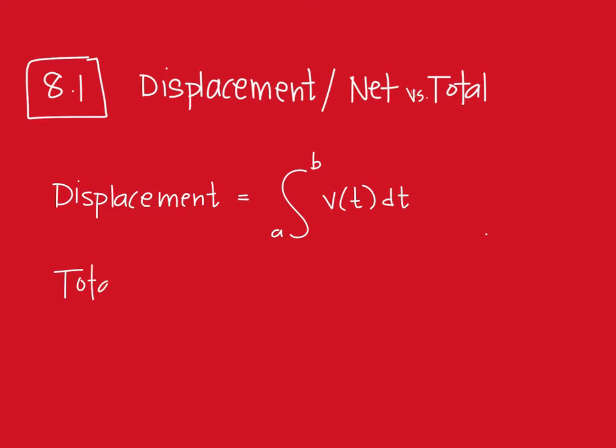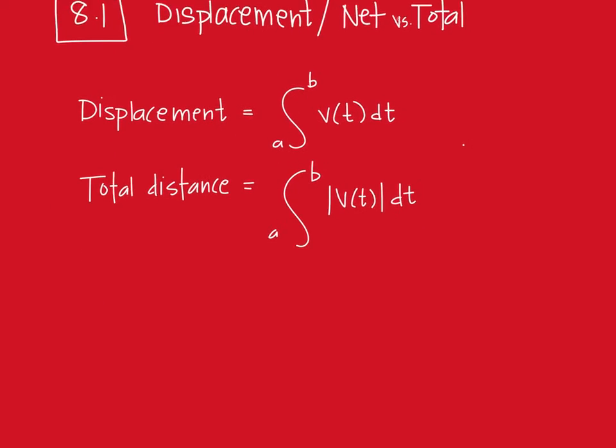The total distance, the only difference between that and displacement is that it's the absolute value of the velocity, because total distance accounts for all of the steps you do forward and backward. So when Catherine runs her 400 hurdles, her displacement is 0 because she makes one complete loop around the track, but her total distance is 400 because she's completed the whole thing. So absolute value, regardless of direction.